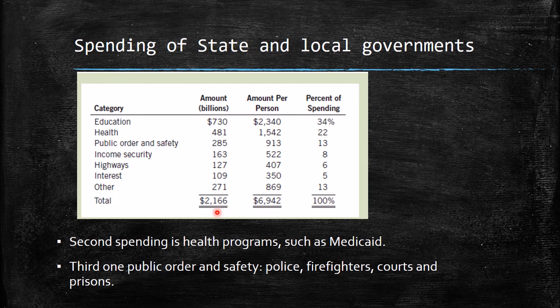Here we have the second one, which is the health program, for example, Medicaid. The third one is called public order and safety, which is 13% of the total spending of state and local government. This includes police, firefighters, courts, and prisons.